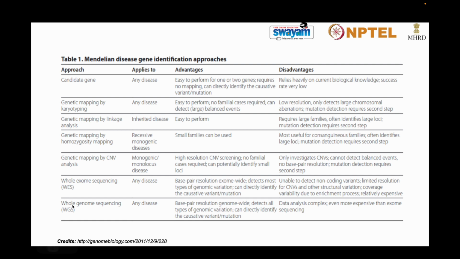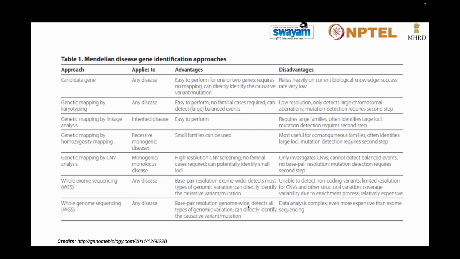So we moved on to whole genome sequencing because exome sequencing was not enough for us. In whole genome sequencing, as I've told you, the cost of sequencing is very high. Earlier you were sequencing only the exomes, which were smaller in size. But when we talk about the genome, it includes the whole sum of data, so it's very, very expensive. It can be applied to any disease, and the advantage is base pair resolution genome wide.